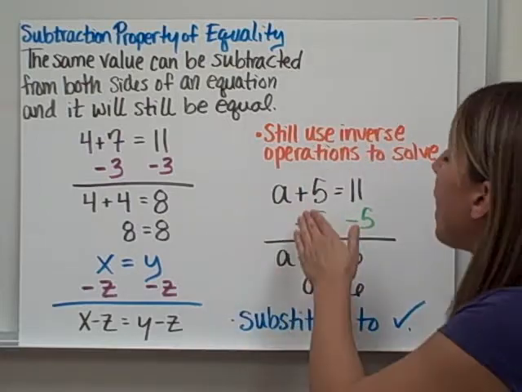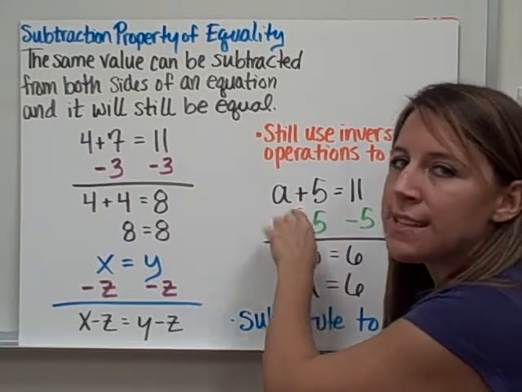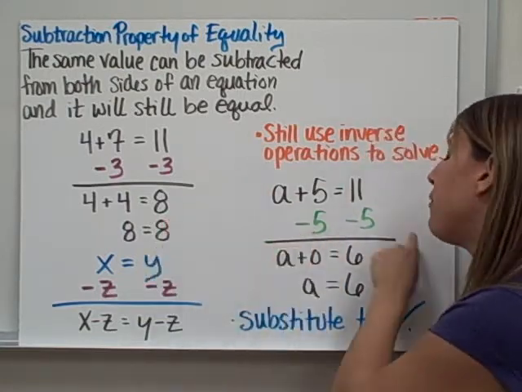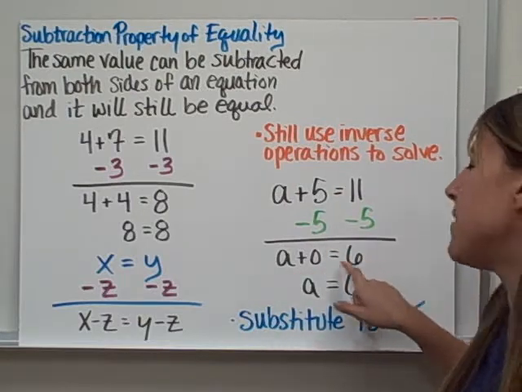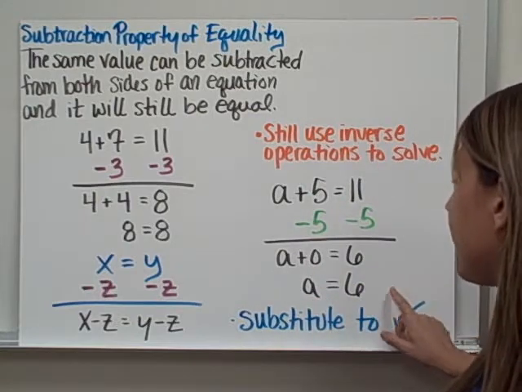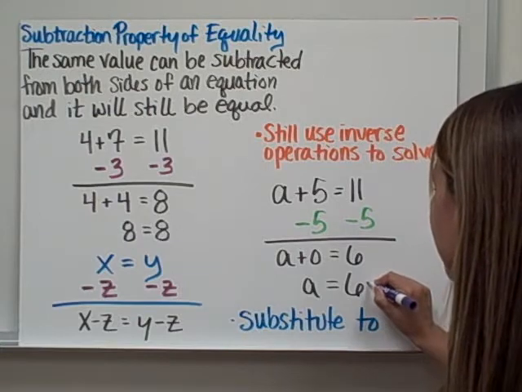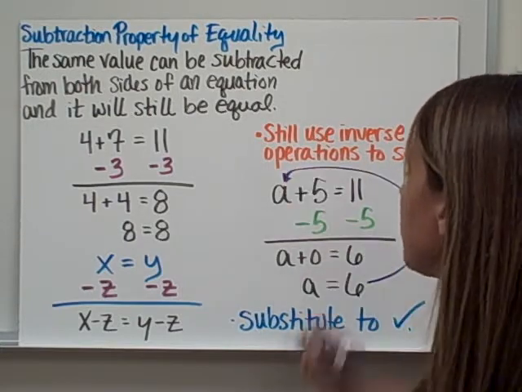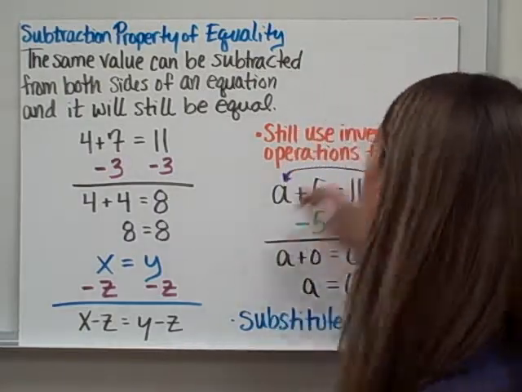So a plus 5 equals 11. In order to get a by itself, the opposite of addition is subtraction, so I will subtract 5 from both sides. This does get me to a plus 0 equals 6, and because of that additive identity, I have a equals 6. Again, you can substitute to check. If I got 6, can I say that 6 plus 5 equals 11? Yes, I can. I know I'm correct.